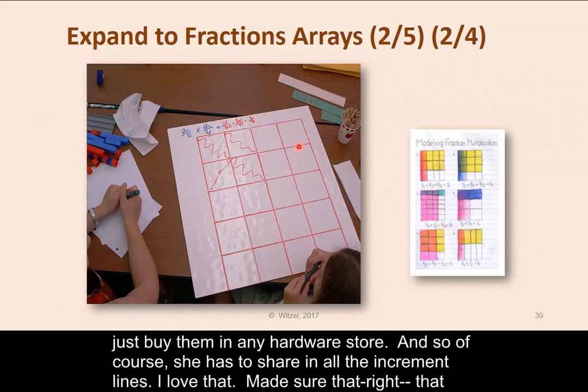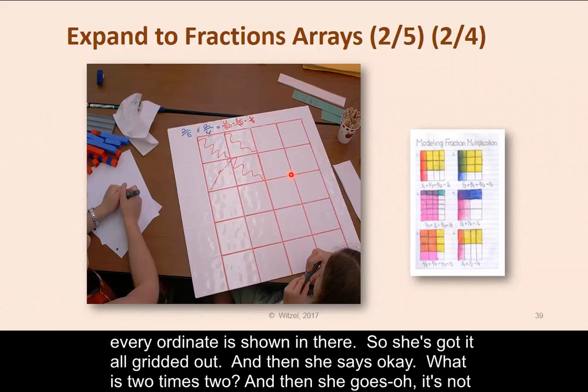I love that, and to make sure that every ordinate is shown in there. So she's got it all gridded out. And then she says, okay, what's 2 times 2? And then she goes, oh, it's not a rectangle yet. So she shades in this one. You can see her work up here, 2/5 times 2/4 is equal to 4/20.